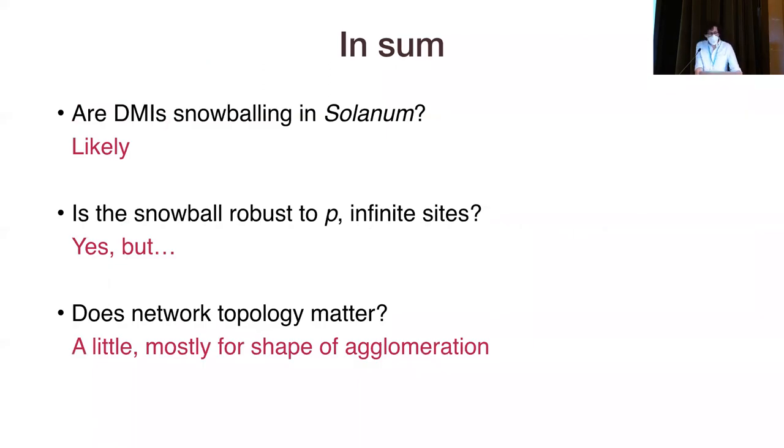Okay, so in sum, I told you today about how DMIs are snowballing in Solanum, as long as you see them as pairwise DMIs. The snowball effect is robust to the probability of incompatibility being high and infinite sites being violated, as long as we're discussing the snowball as pairwise DMIs and do not think about clusters or complex DMIs. Those measures, under many circumstances, are breaking, not snowballing. And network topology matters a little bit for pairwise DMIs, but matters a lot for the shape of the clusters, the number of clusters, and the size of the clusters produced by these agglomeration patterns.